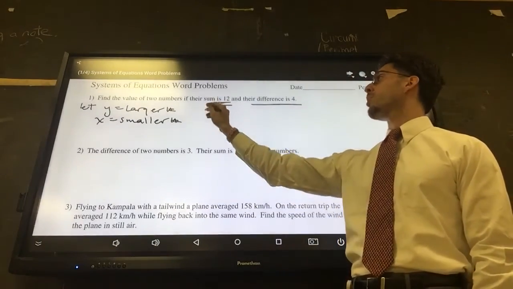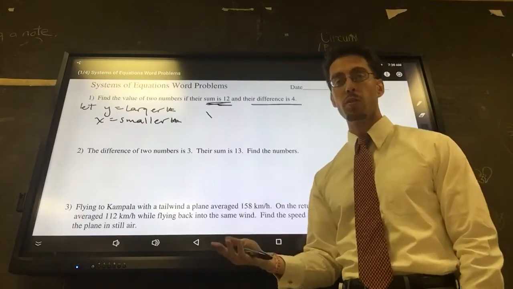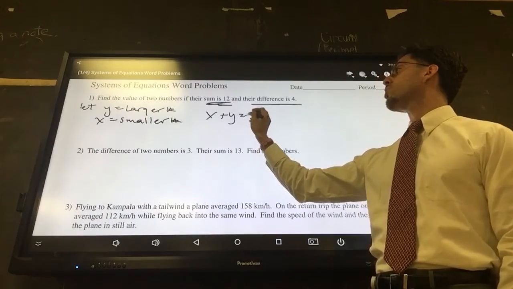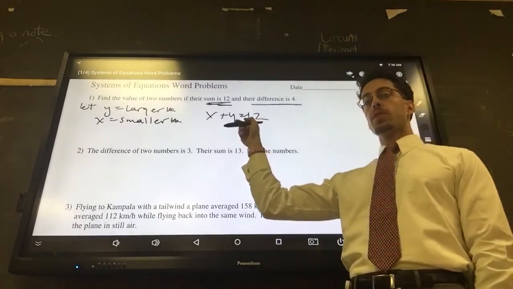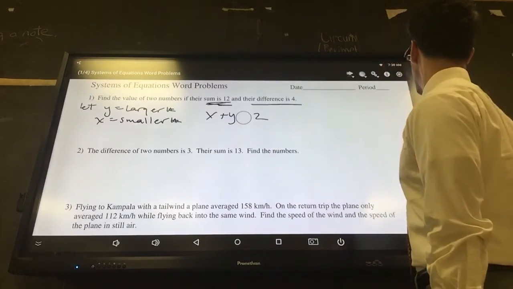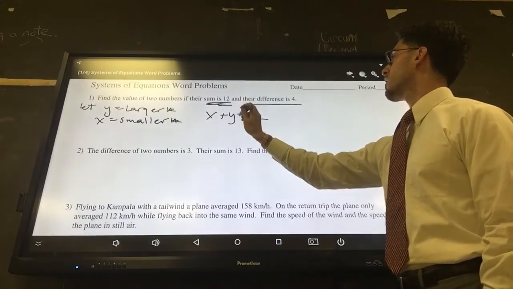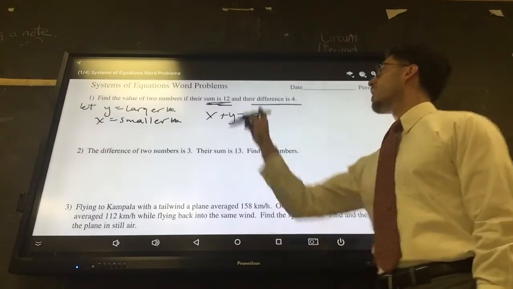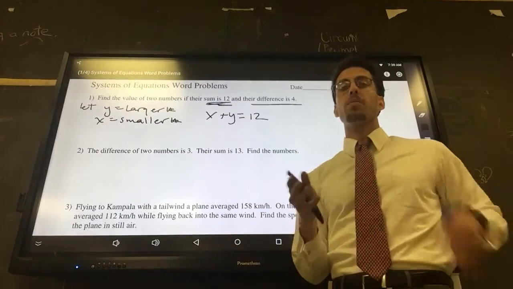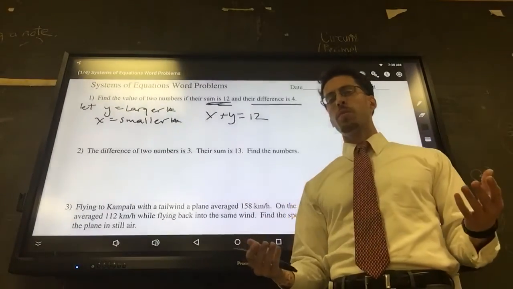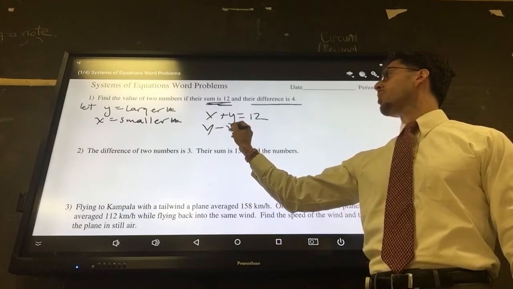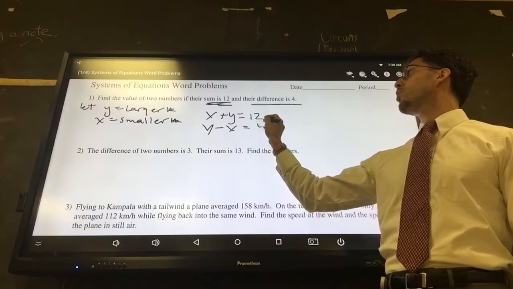First part says the sum is 12. If the sum of two numbers is 12, what do you do to those two numbers? Add them. So x plus y equals 12. And hopefully that looks like an equal sign to you. If it doesn't, I don't want to cheat you, so I'll try again. Okay, and the difference is 4. That's a whole separate sentence, even though it's part of that sentence. It's a whole separate thought. How do you find the difference of two numbers? You subtract them. Bigger number minus smaller number equals 4.